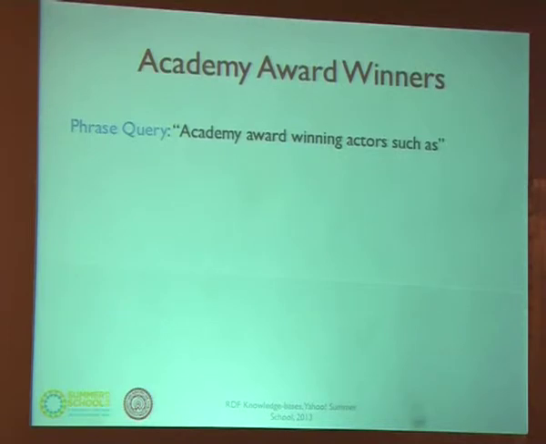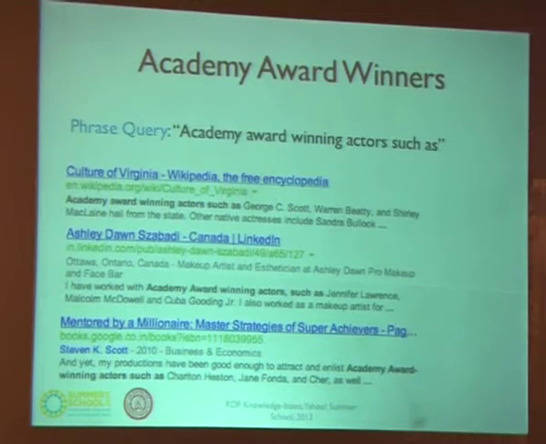Okay? So here are a bunch of results that I found from the web. A phrase query like this says Academy Award winning actors such as George C. Scott, Warren Beatty, Shirley MacLaine. So immediately you have it. You have a bunch of actors who are all Academy Award winners, and there are your triples for your knowledge base. Same thing here. I have worked with Academy Award winning actors such as Jennifer Lawrence, Malcolm McDowell, Cuba Gooding Jr. Again, a bunch of people who are all Academy Award winners. You can put it in your database, right?